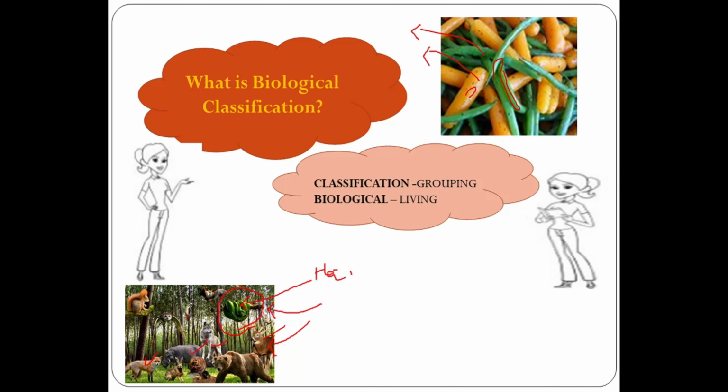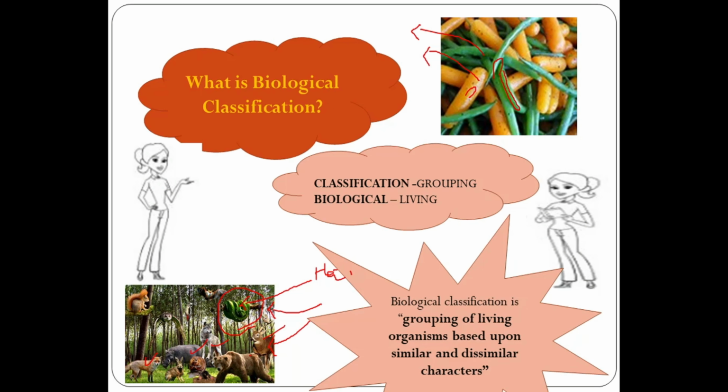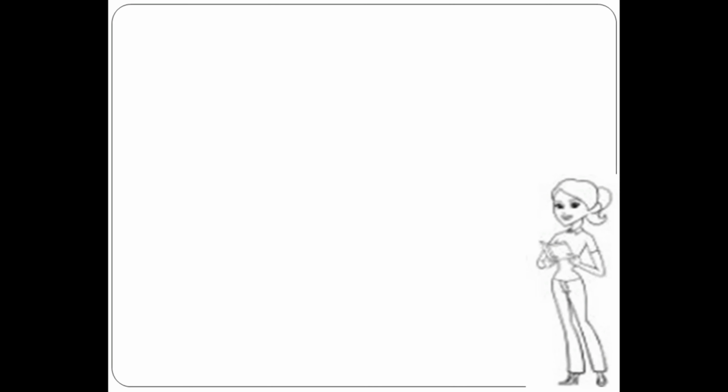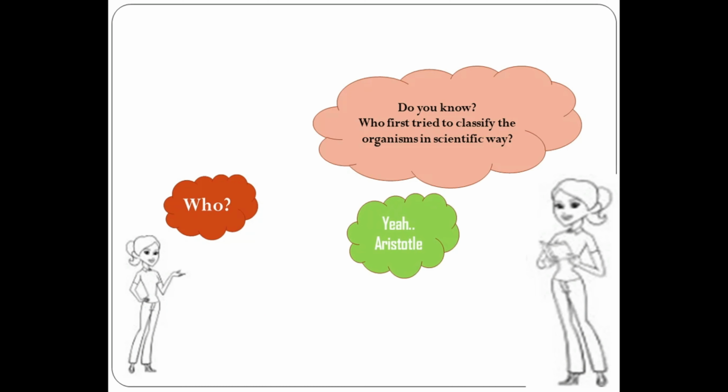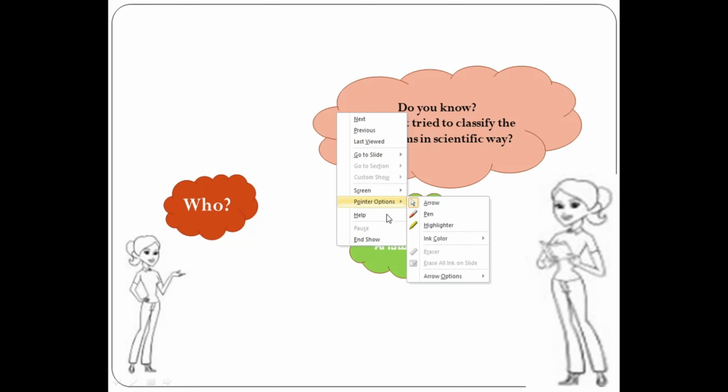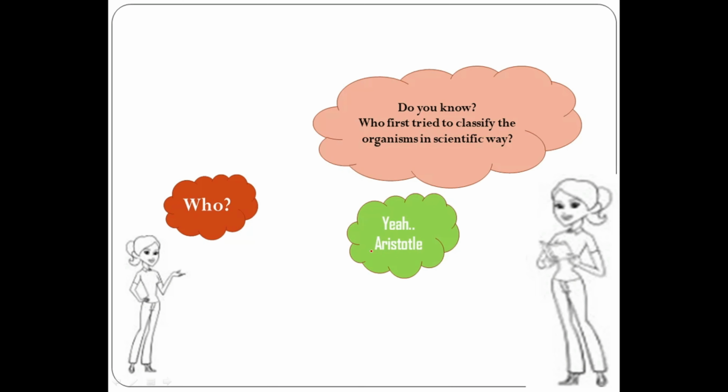The word meaning: biology means living and classification means grouping. So it's nothing but grouping of living organisms based on similar and dissimilar characters. So now the question comes: who first developed a scientific method to classify the organisms? The answer is Aristotle, a scientist who classified the organisms in a scientific manner. He considered morphological characters, means the external characters, to classify the organisms.